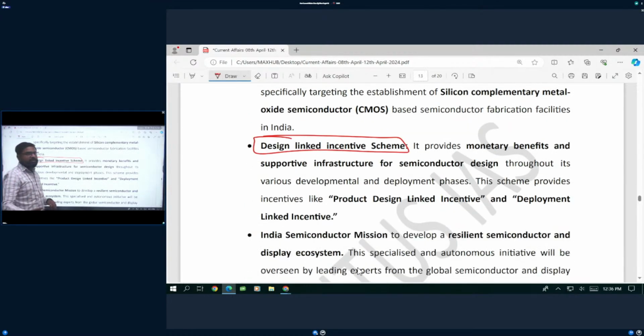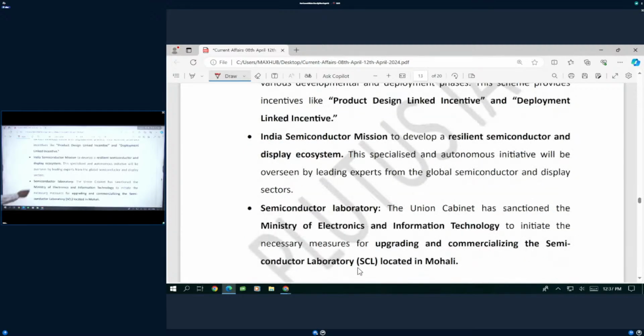दूसरा, design linked incentive scheme. If you come to India and create designs of fabless chips, बोलते हैं ना, fabless chips, if you create the design of that, then the Indian government will provide you incentives, but on a design linked basis. First design, then incentive. Design linked incentives. Next, India Semiconductor Mission.